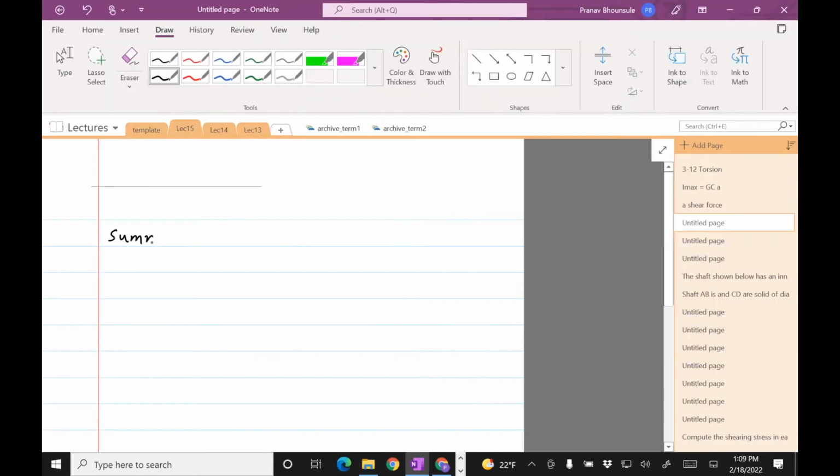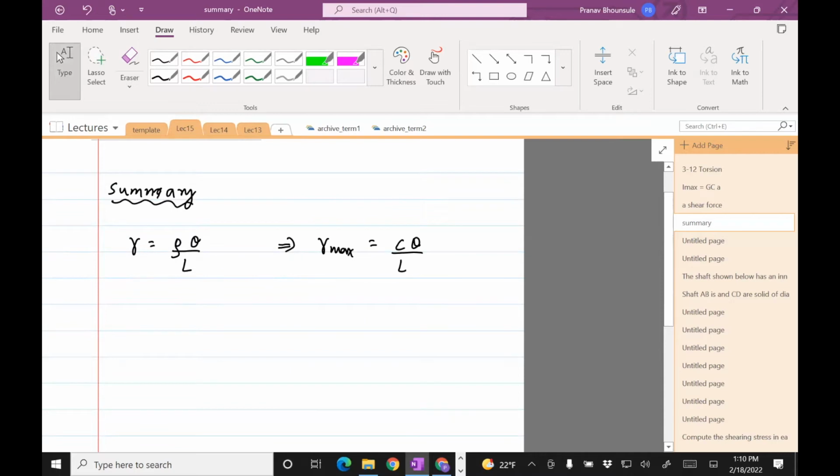Okay, so summary. It looks like there are too many formulas, but there are really very few formulas here. I'll just try to write the minimum set of formulas I possibly can. So gamma equals rho theta divided by L. Rho is the shear strain over a radius rho, but if you want to find the maximum, you'll obviously put rho equals C, which is the maximum radius of the shaft. That second one is derived from the first one, so it's not a new formula.